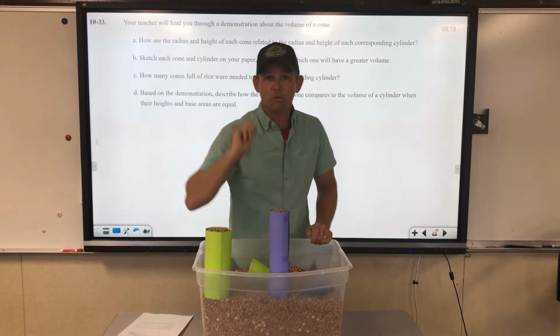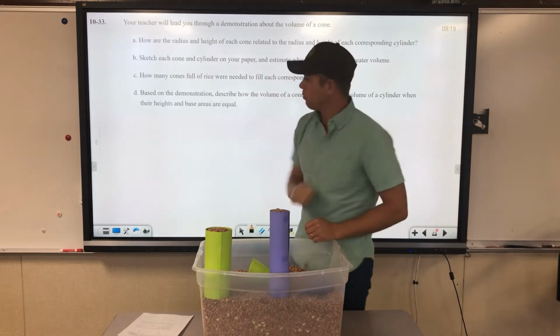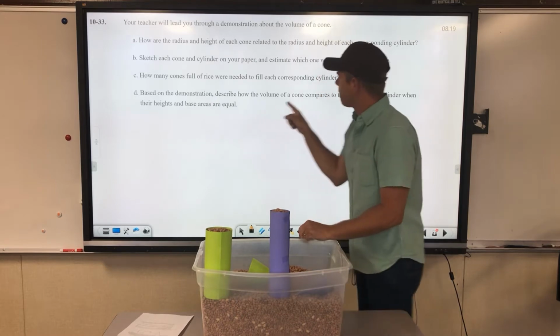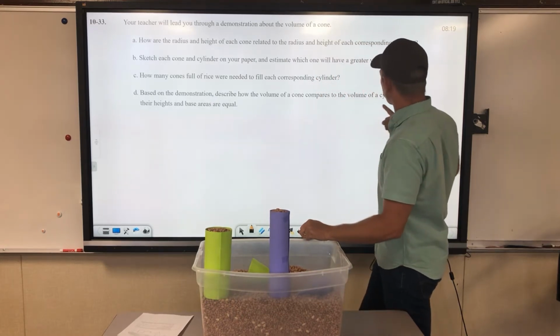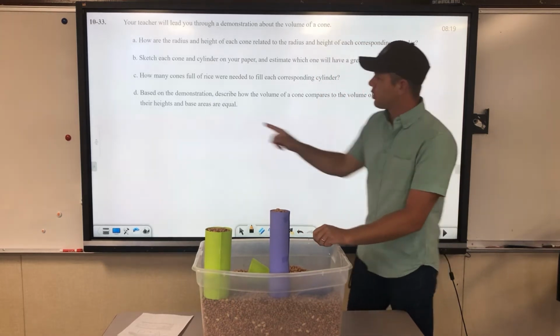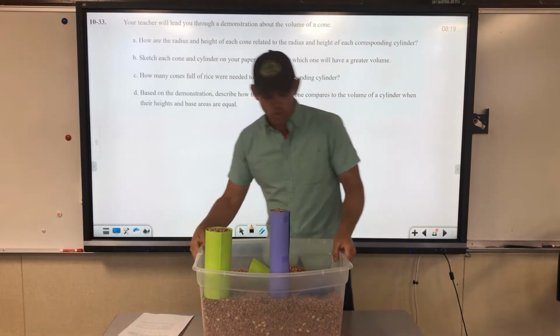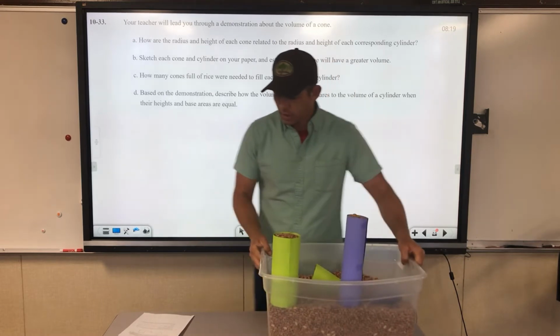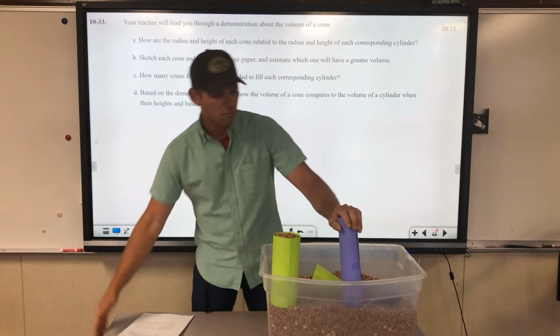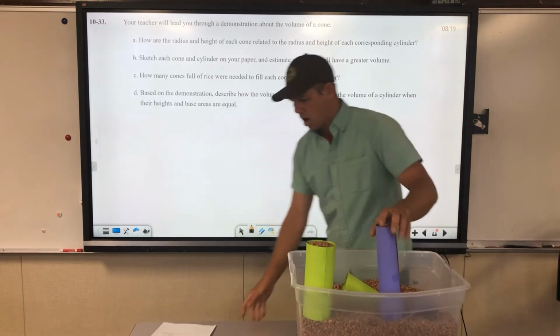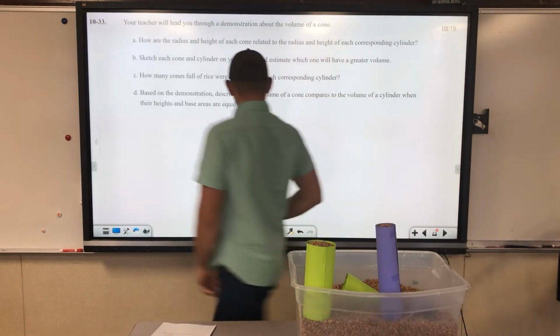3 scoops. 3 scoops. So based on this demonstration, describe how the volume of a cone compares to the volume of a cylinder if their heights and base areas are equal. So here's the trick. Let's slide this out of the way. All right, here we go.